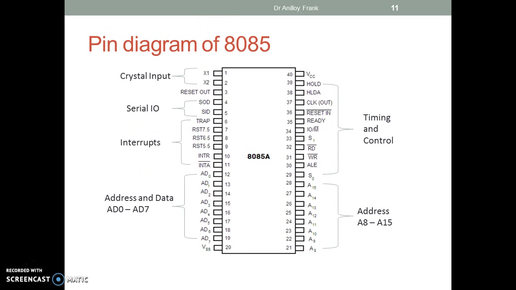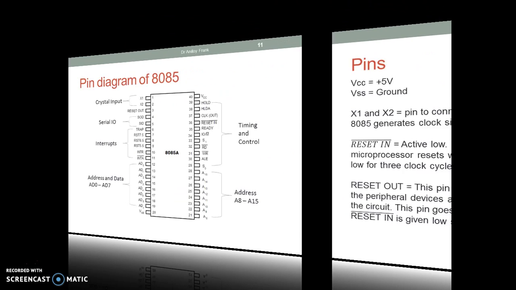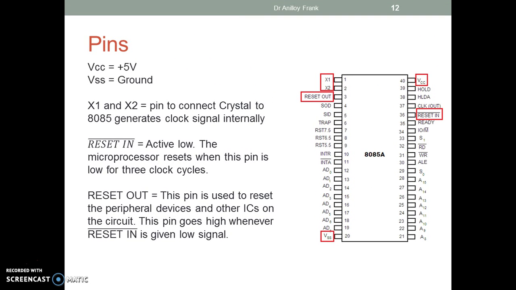The pin diagram of 8085. It has crystal input pins, serial I/O, interrupt pins, address and data pins AD0 to AD7, the address pins A8 to A15, and the timing and control pins. VCC and VSS pins are used to supply power to the 8085. The X1 X2 pins are used to connect a crystal to generate the clock signal in 8085.